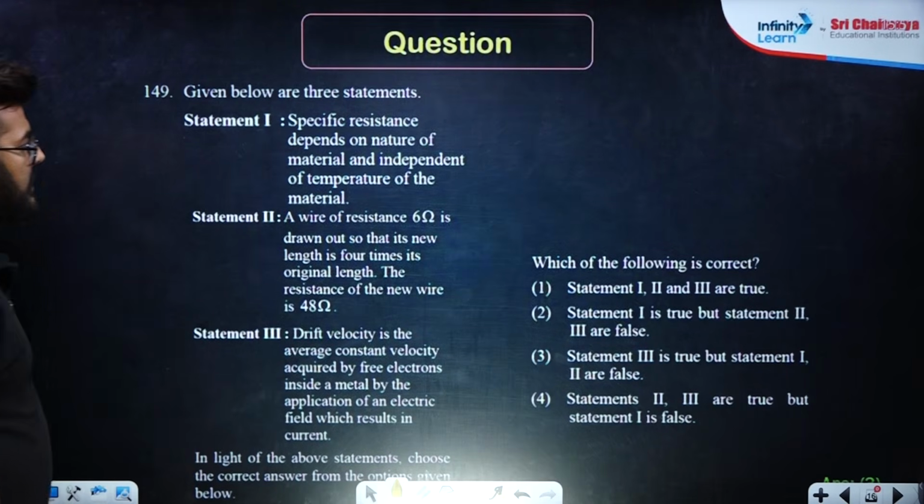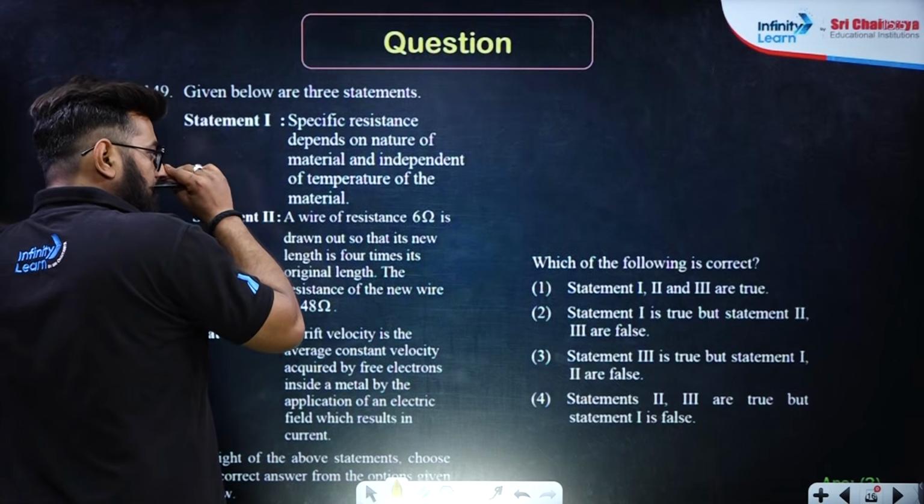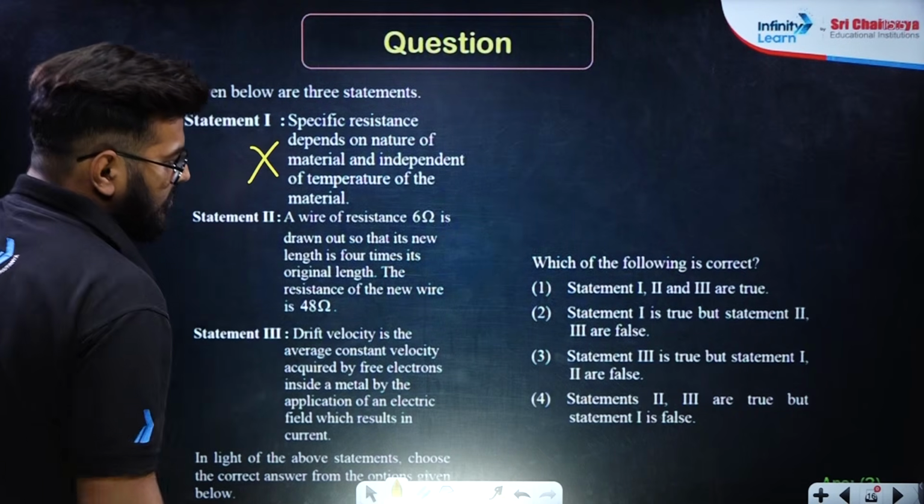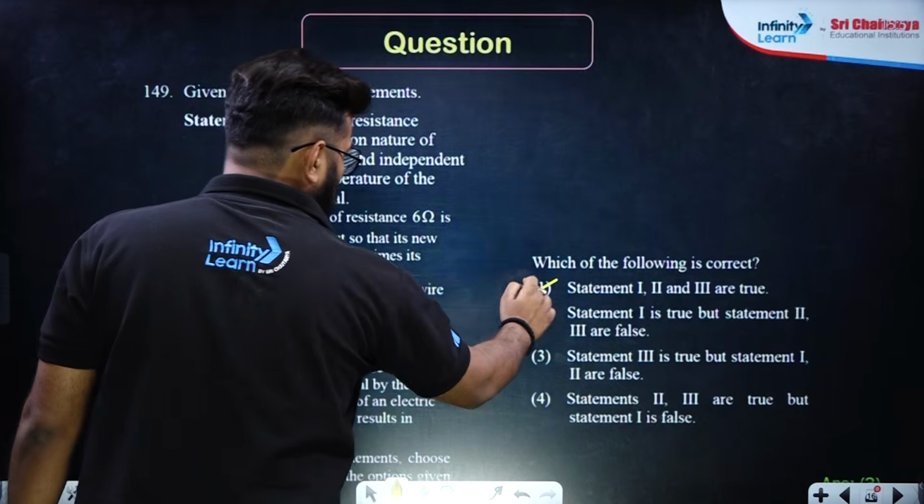Specific resistance depends on the nature of the material, right? And independent of temperature, absolutely wrong. So statement 1 is wrong. So that means this is wrong, this is wrong.